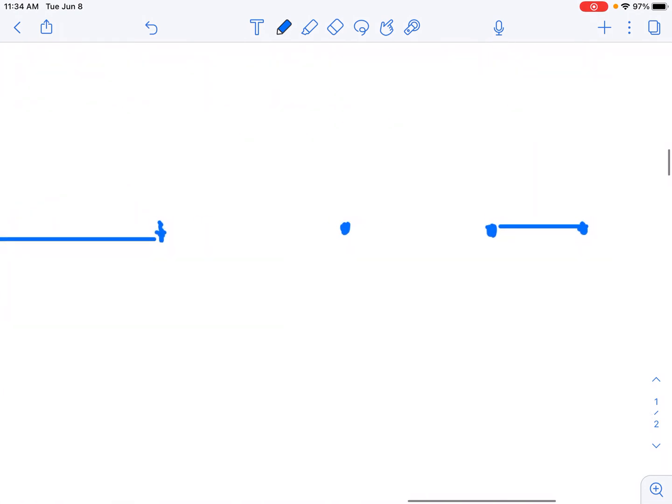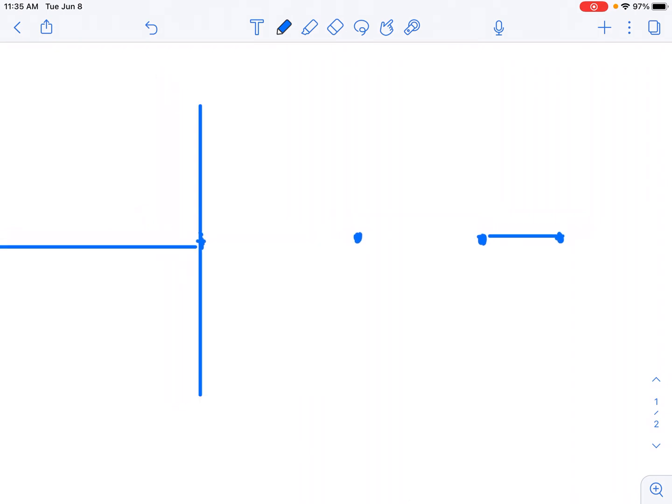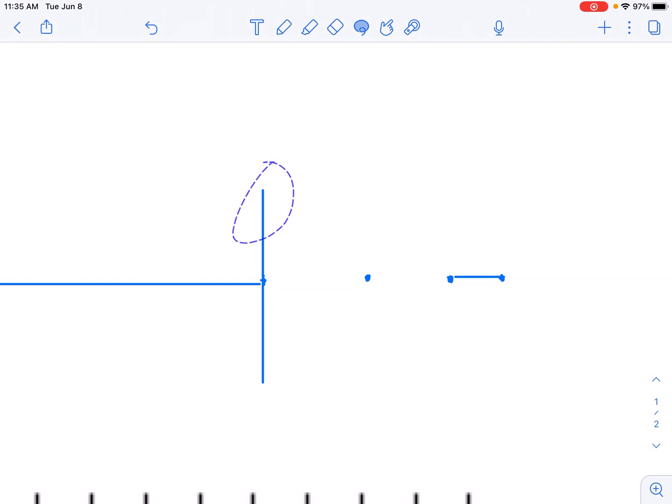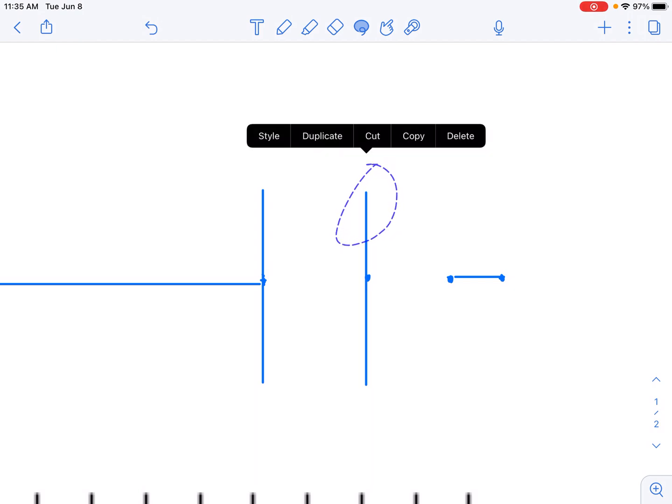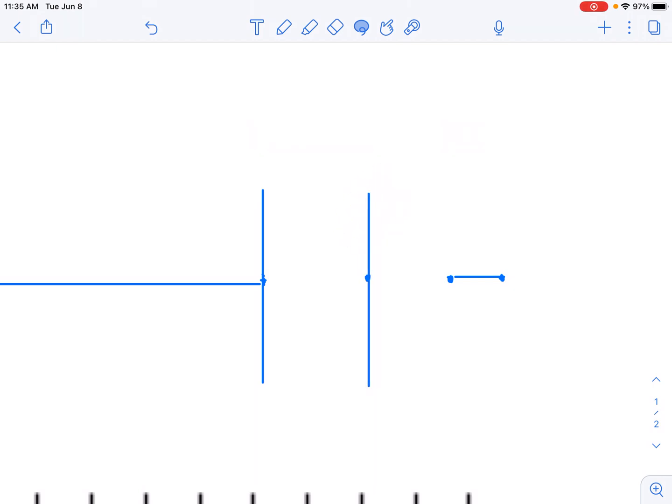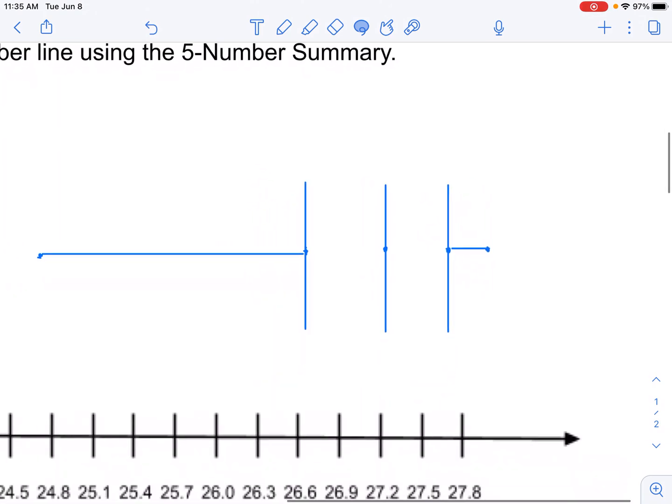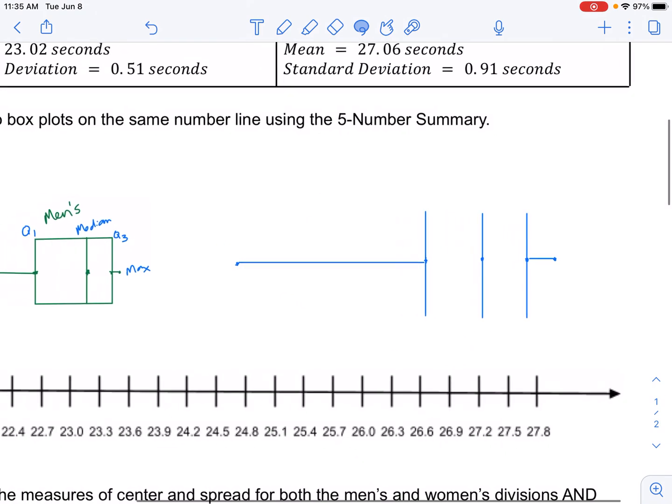We're going to write some vertical lines here. And I'm just going to copy that to make this easier. Let's see if I can move that over just a little bit. Great. And then same thing here. There we go. And now it's pretty easy to just connect your box plot.